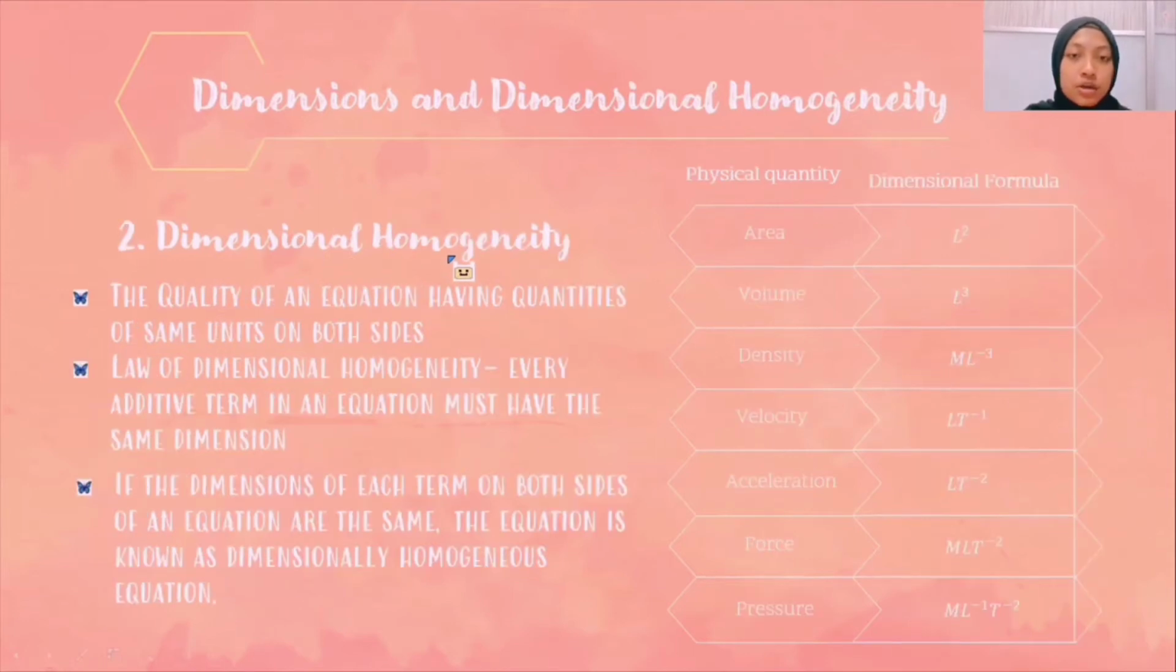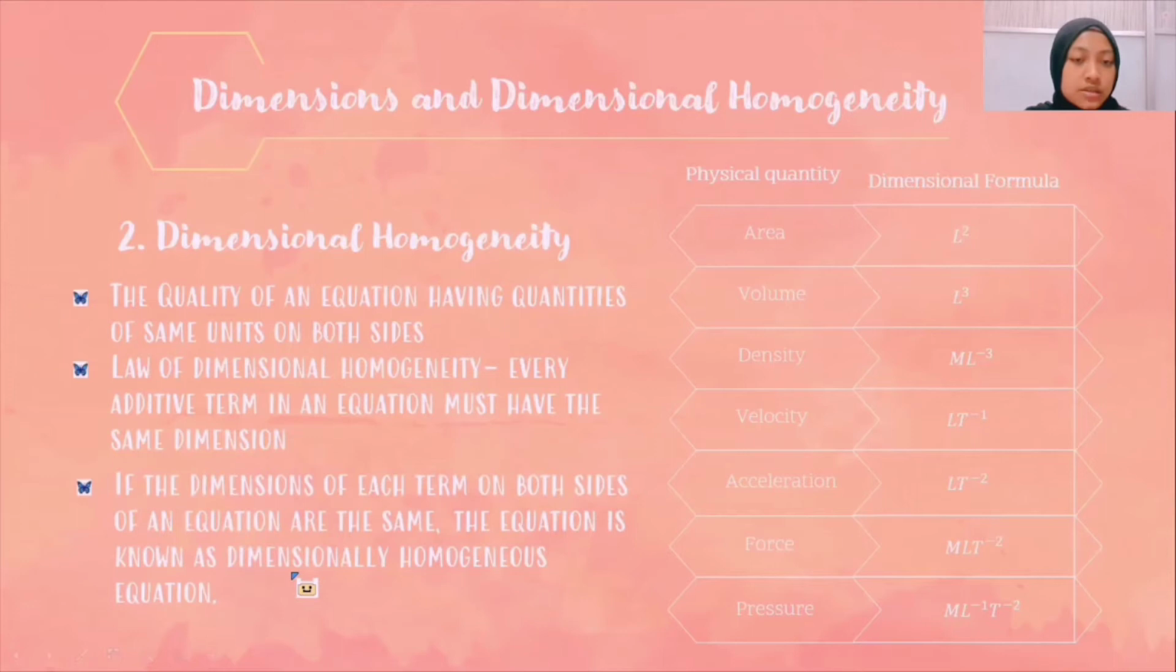Next is dimensional homogeneity. Dimensional homogeneity is the quality of an equation having quantities of the same units on both sides. The law of dimensional homogeneity says every additive term in an equation must have the same dimension.